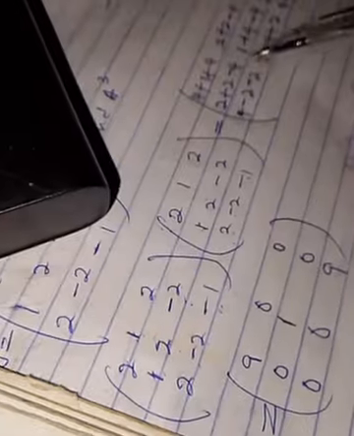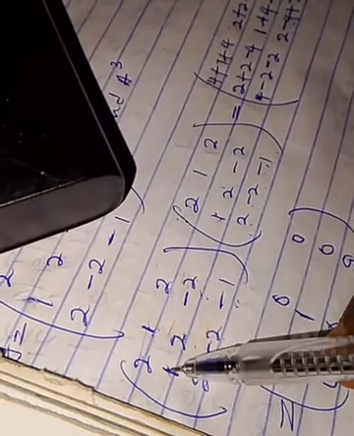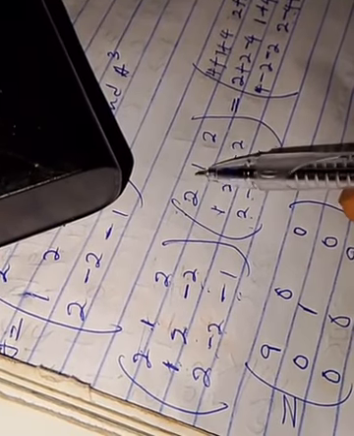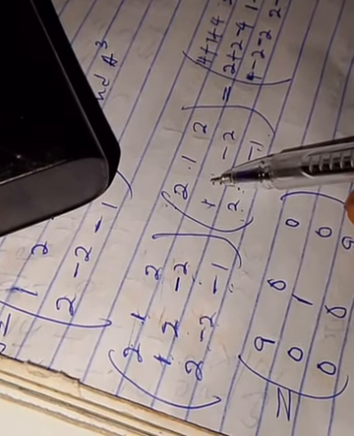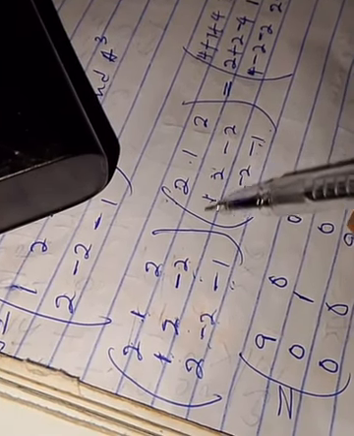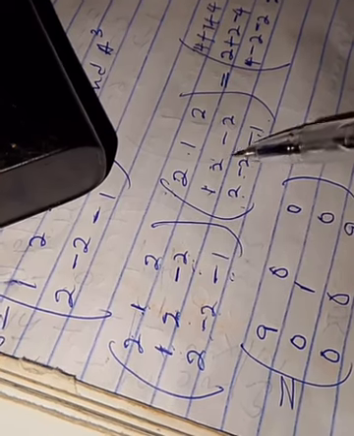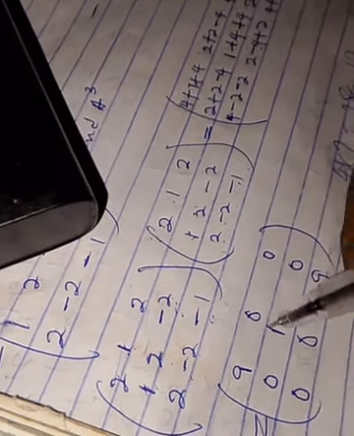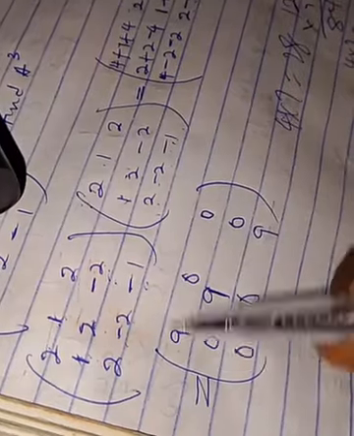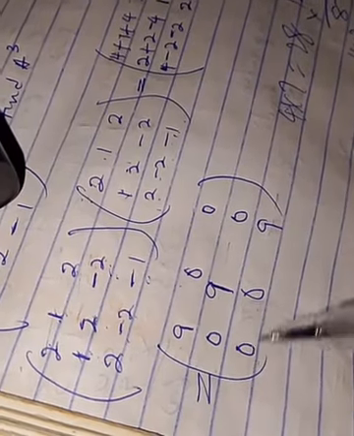So from what we have, we have 2 times 2, 1 times 1, and 2 times 2, which is 4. Minus 2 times minus 2, which is 4. So here it's supposed to give us 9. Okay, so we have 9, 0, 0; 0, 9, 0; 0, 0, 9.